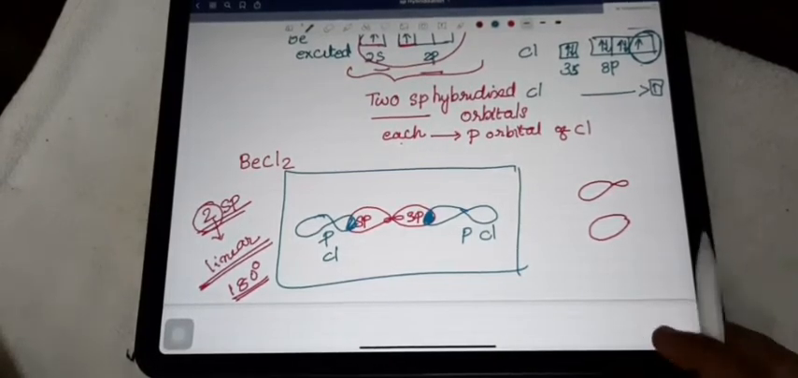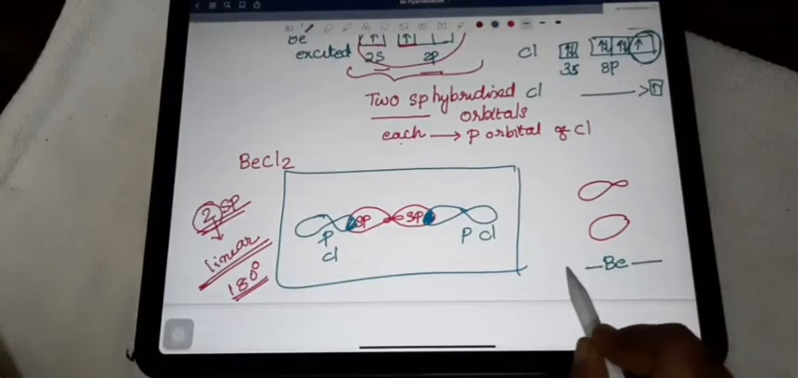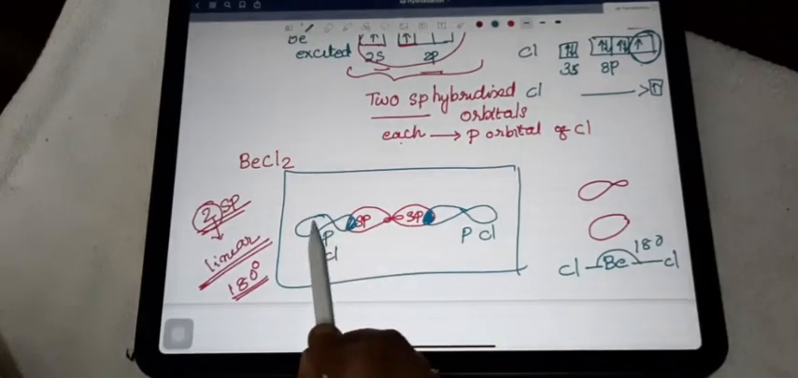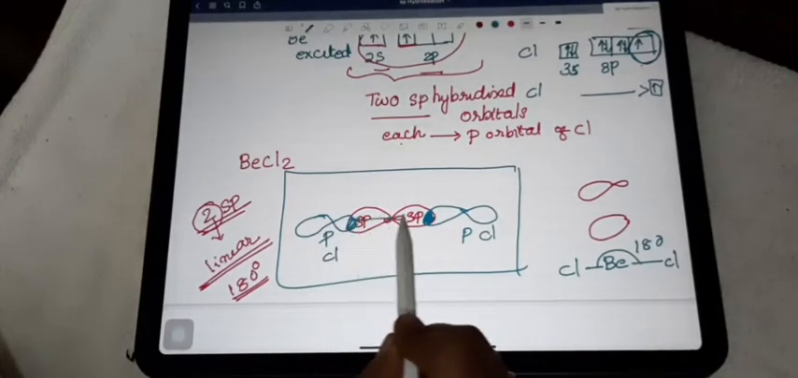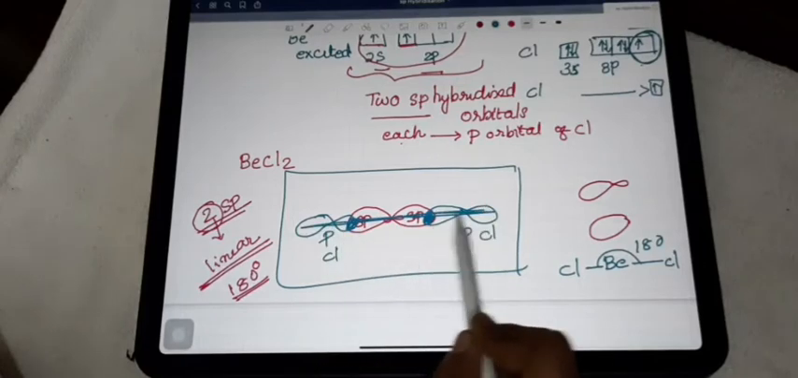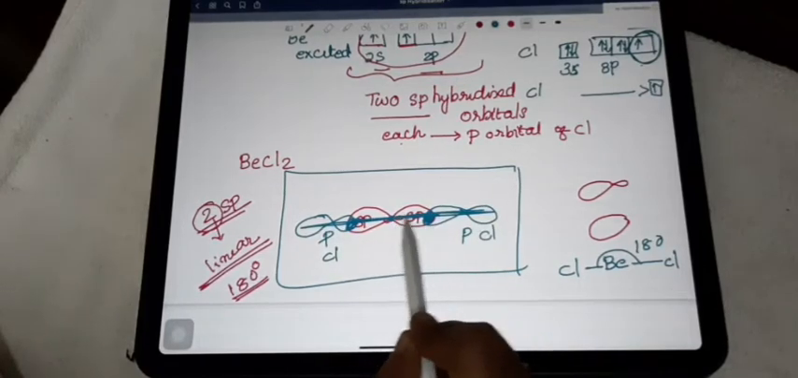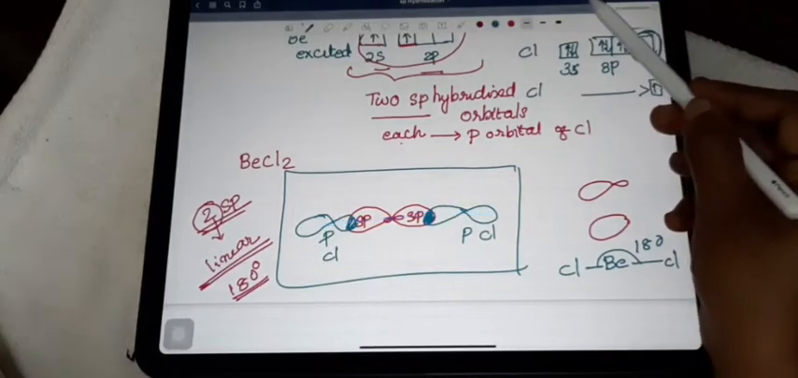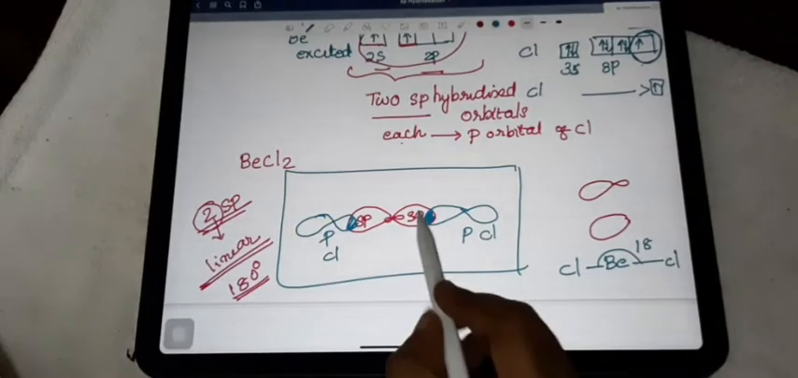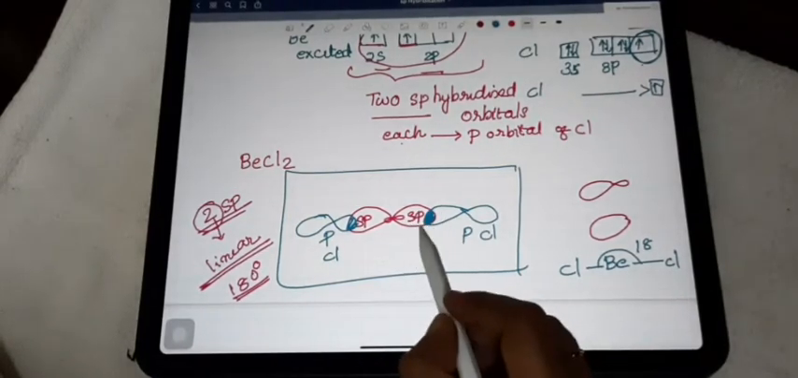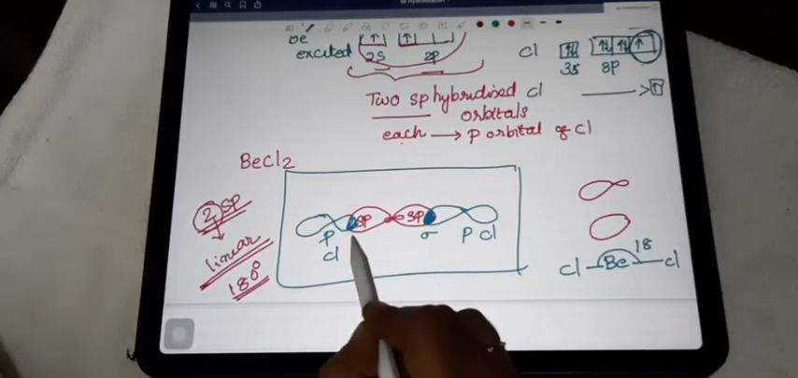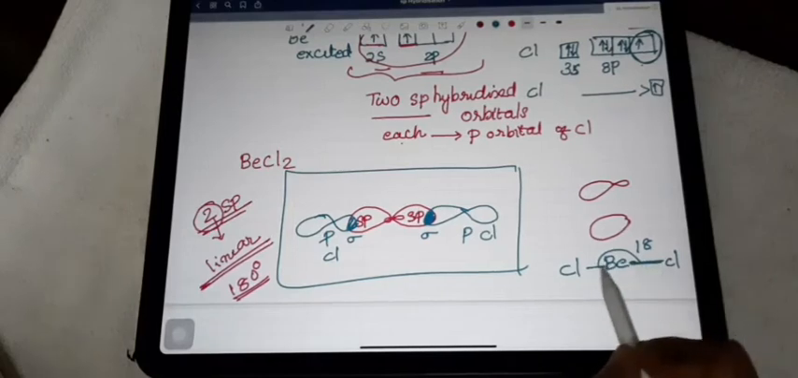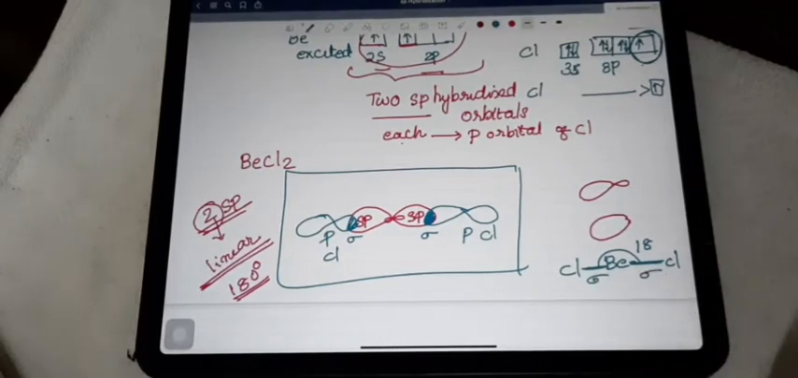Then the structure: you know that BeCl2 is Cl, Be, Cl. The bond angle is 180 degrees. How does it come like this? Here, like this, this is a straight line, no? So this is the center, where beryllium is joining with the chlorine. Likewise, if you want, you can remember. Here you can see that end-to-end overlap, or head-on overlapping, is happening. So these joining bonds are 2 sigma bonds. When you look at one bond and the other bond, both are sigma bonds.